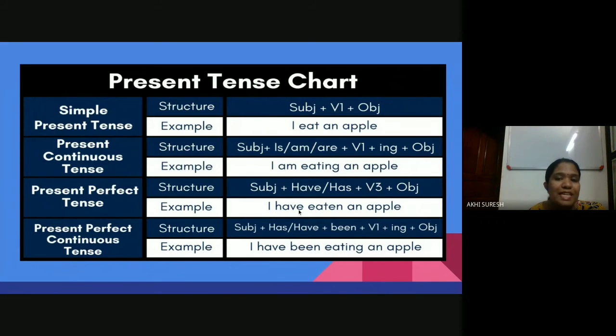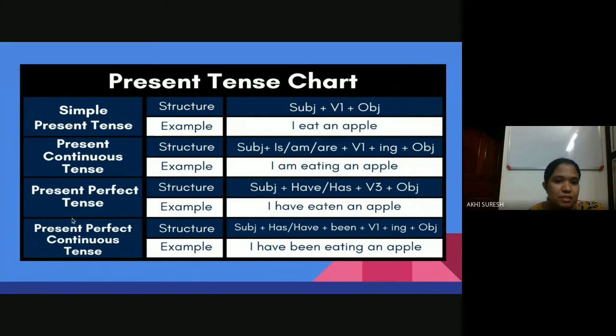I have eaten an apple. He has written a letter. She has written a letter. So these are some examples for present perfect tense. But you have to always keep in mind that in present perfect tense, you have to use have or has plus V3. Then the last one in present tense, present perfect continuous tense.